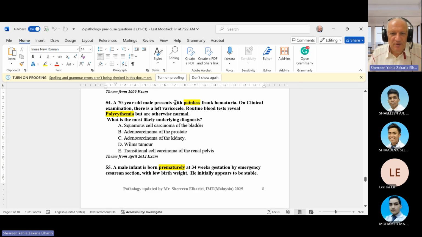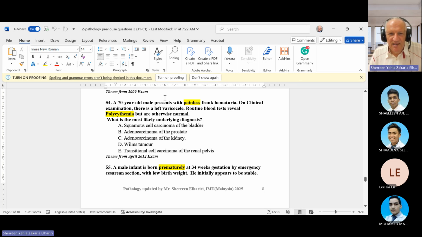A 70-year-old male presented with painless frank hematuria. On clinical examination, left varicocele. Routine blood tests reveal polycythemia, but otherwise normal. So this patient has a triad. This triad is painless hematuria, a mass in the left or right kidney, not mentioned here, and polycythemia.